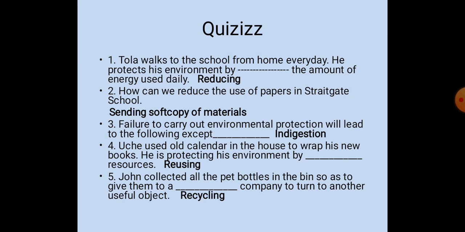Uche used old calendar in the house to wrap his new books. He is protecting the environment by reusing resources. Number 5, John collected all the PET bottles in the bin so as to give them to a recycling company to turn to another useful object. That is the end of our quiz correction.